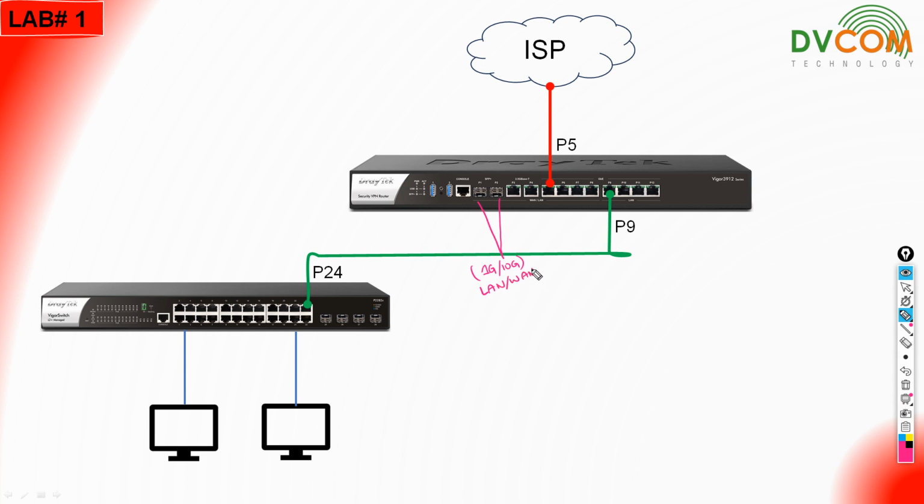Port number 3 and port number 4 are the multi-gig ports. Those ports support 1 gig or 2.5 Gbps, and again, you can use them for LAN or for WAN. From port number 5 to port number 8, these are the copper ports. These ports dedicatedly support 1 Gbps, and you can use them for either LAN or WAN.